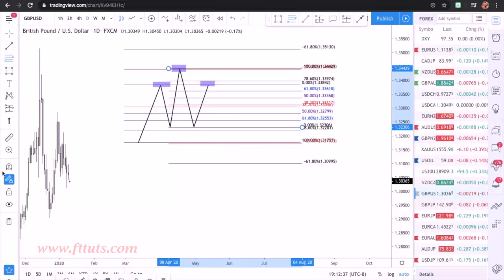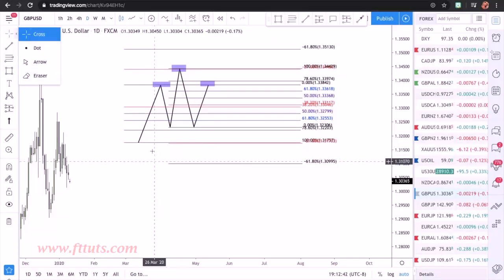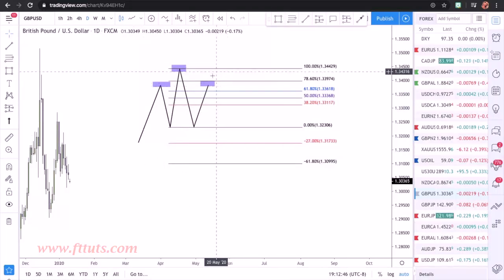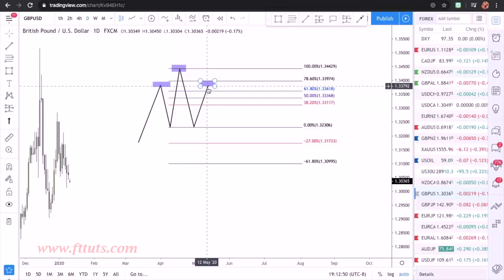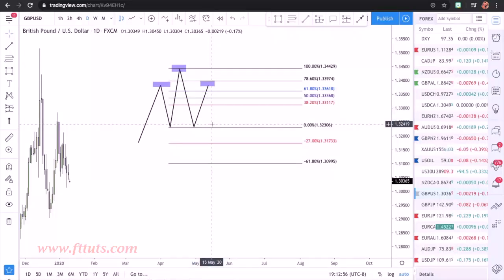Get rid of this. When it does that, get rid of this. And then we can see that the price is at the 78.6 and that we are expecting a drop to one of our targets. Okay? So that is how we do it for the head and shoulder pattern.